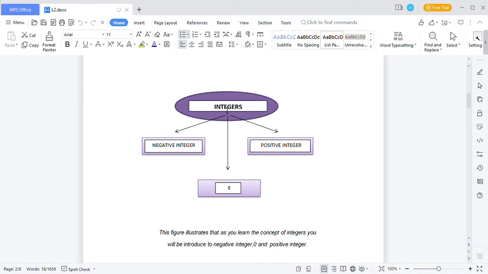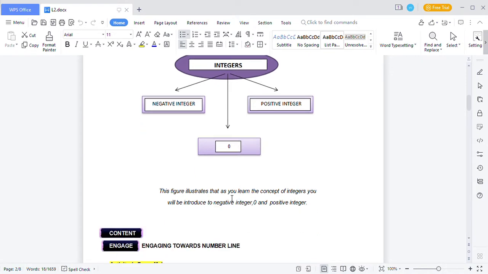Okay, so we have here integers, and then we also have here the negative integers on the left side, and the right side is all about the positive integers, and we also have the 0. So again, integers include the negative integers, the positive integers, and of course the 0. 0 there is our origin, so it is the center.